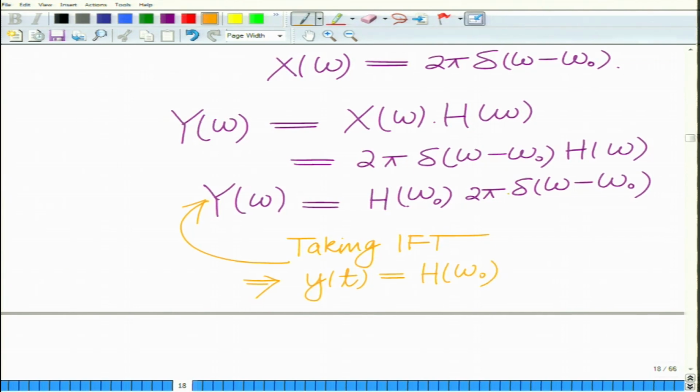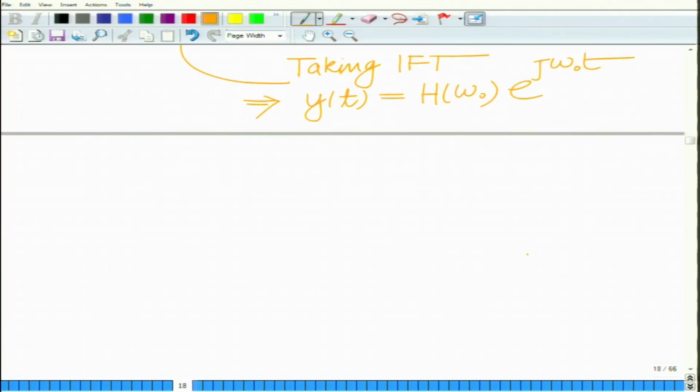H of omega naught times the inverse transform of 2 pi delta of omega minus omega naught, that is e raised to j omega naught t. So what you are seeing is that if you input a complex exponential e raised to j omega naught t, the output is another complex exponential at the same frequency, simply scaled, amplified or attenuated, by H of omega naught. So we are seeing an interesting property where the output is simply a scaled version of the input. Such a function, which when input to a system gives an output that is simply a scaled version of the input, is termed an eigenfunction of the system.